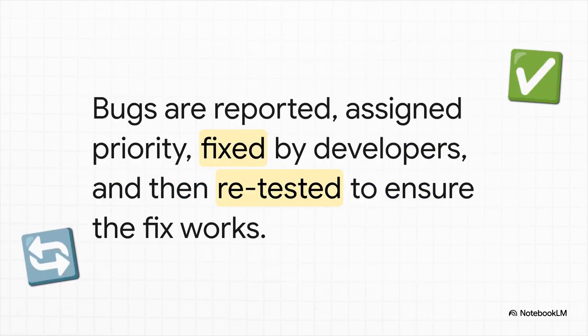See, finding the bug isn't the end of the hunt, not by a long shot. It gets reported, it gets prioritized, and then it's sent over to a developer to get fixed. But the job still isn't done until the bug hunters go back and run the exact same test again just to prove the fix actually worked. It's this continuous loop: hunt, fix, and verify, over and over again.